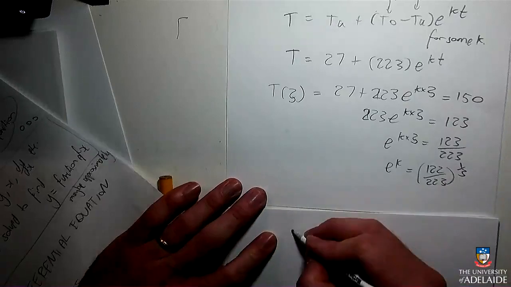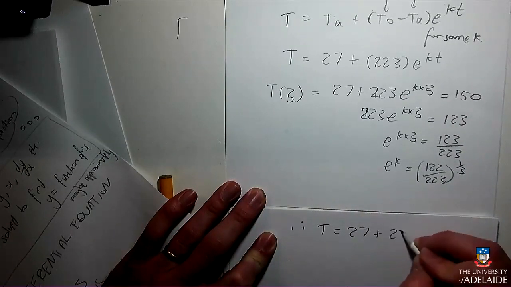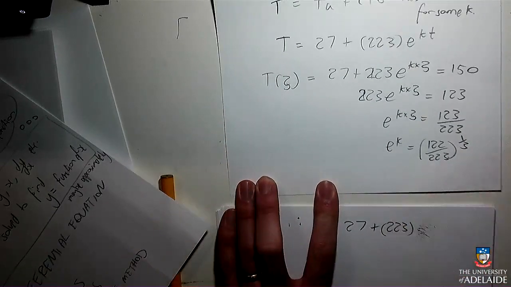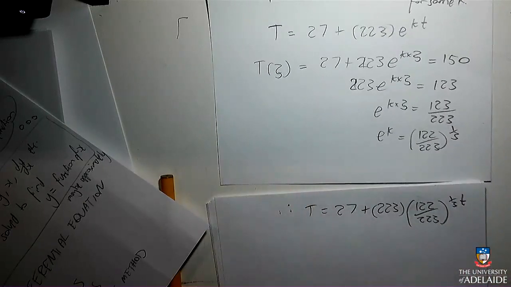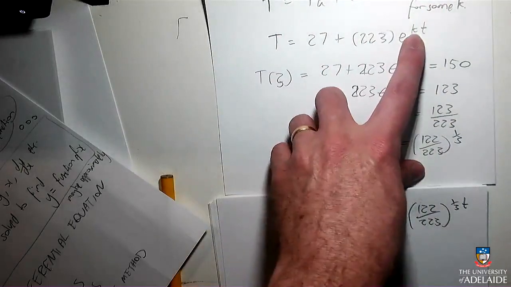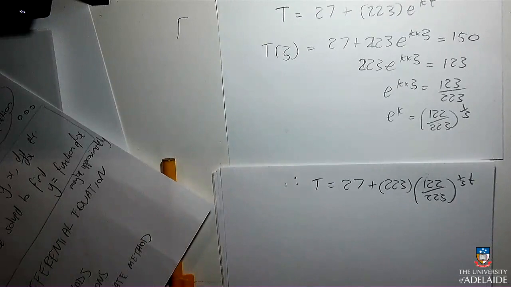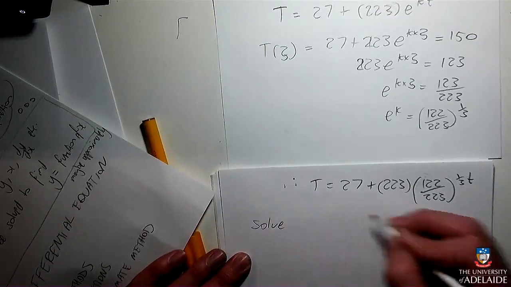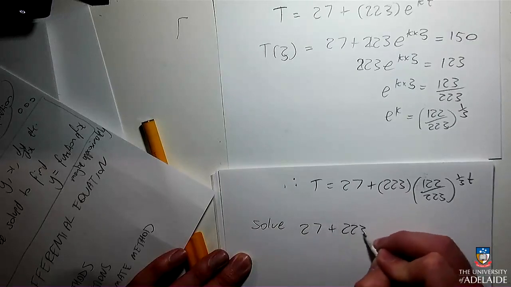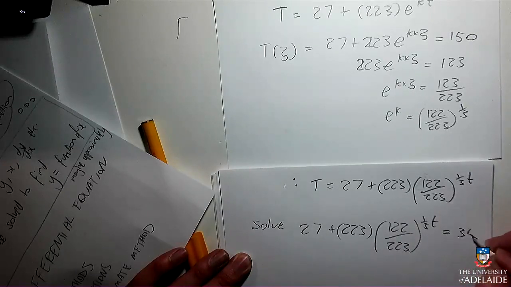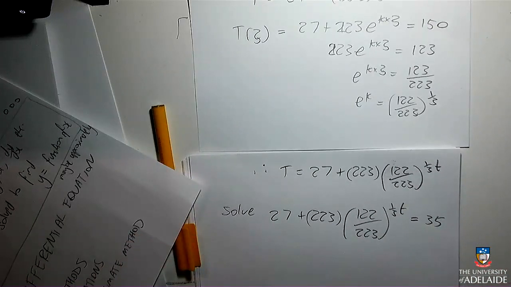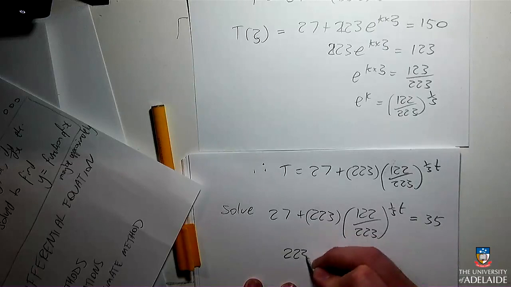And so therefore, T is actually 27 plus 223 times 123 on 223 to the power of t over 3. Right. Because we do this e to the k to the power of t. Okay. So now I want to know how long until it's 35 degrees. So we're going to have to solve that. All right. Which is distressingly negative. No, it's not. It's all good. I thought that I had a negative number.